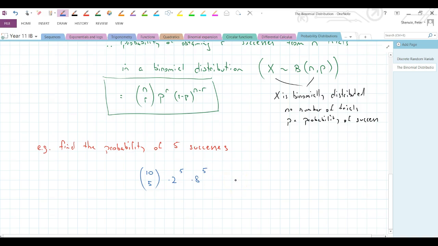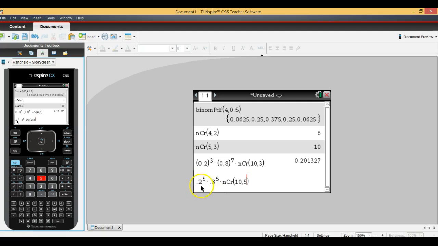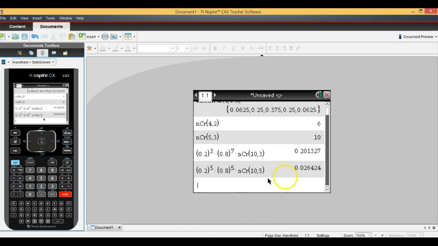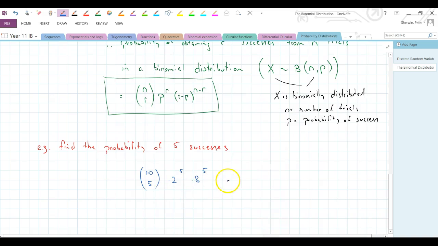So we put that through our calculator. Okay, so here it is, 0.2 to the power of 5 by 0.8 to the power of 5 by 10C5. So hit enter on that. Should be quite low, 0.0264.